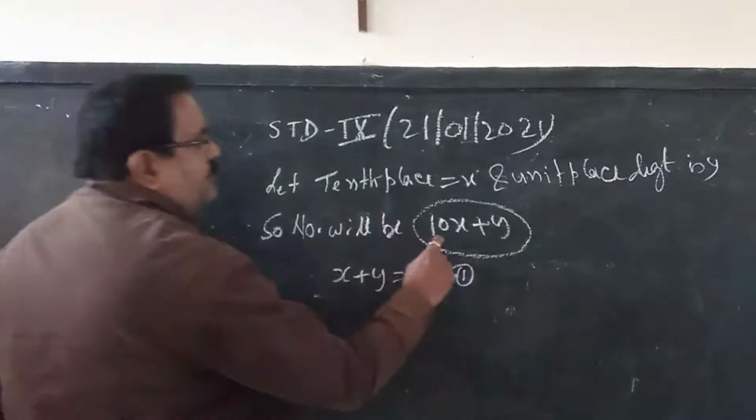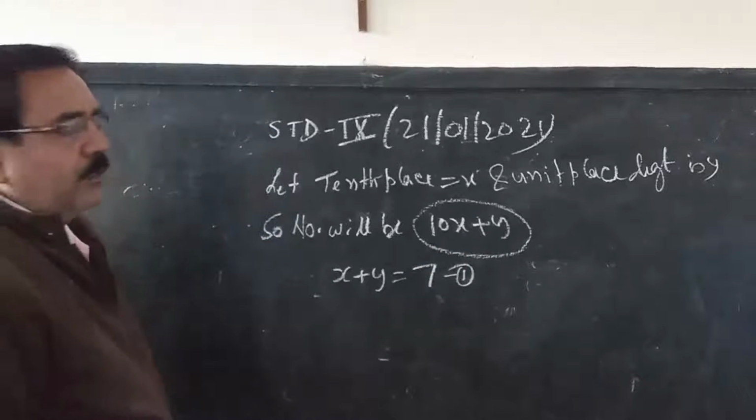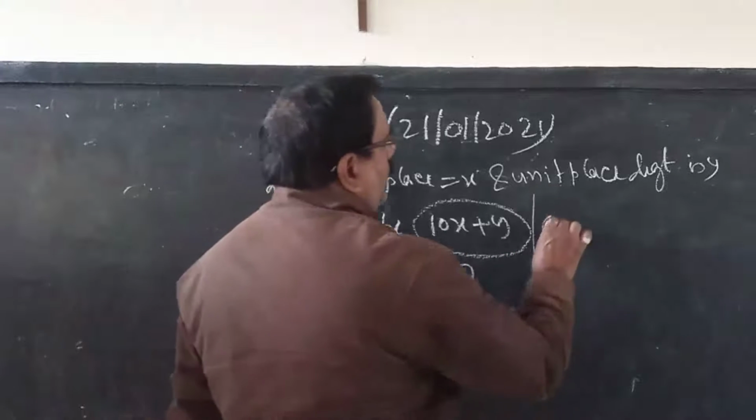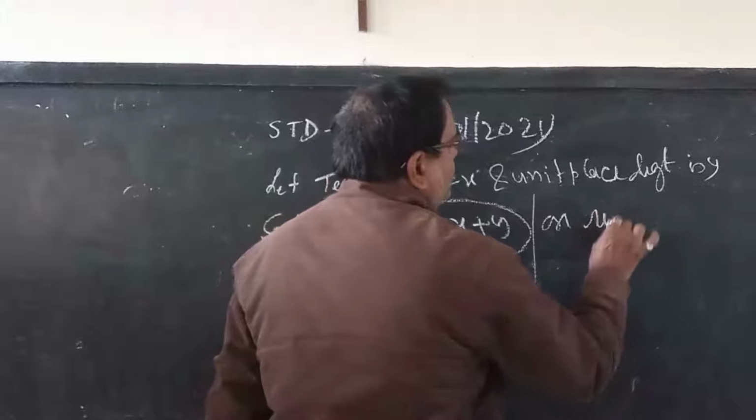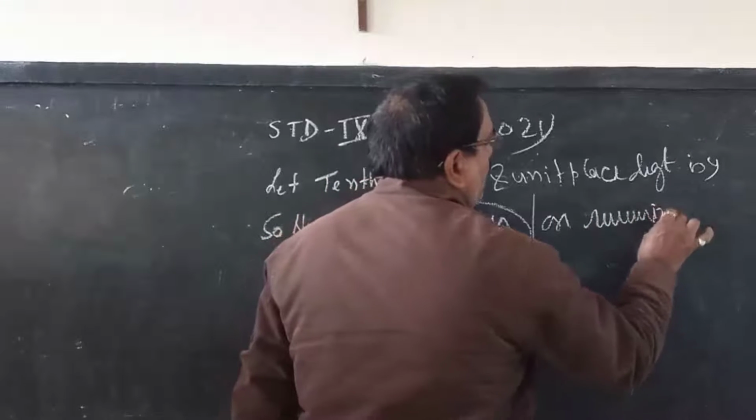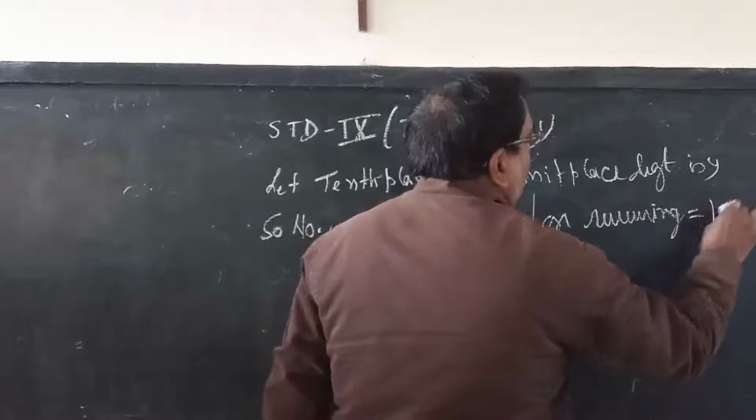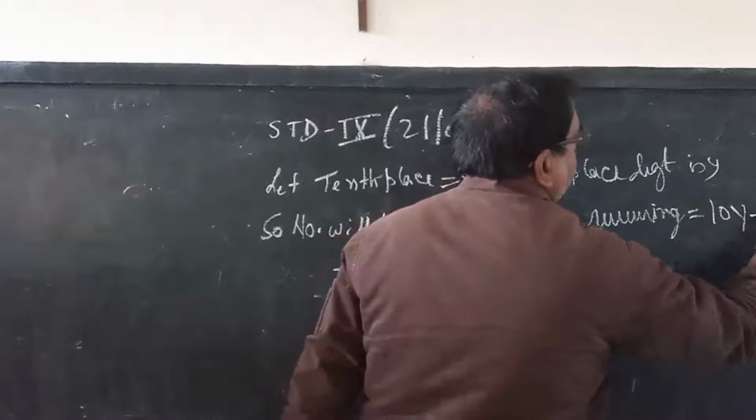Our number is 10x plus y. On reversing the number, what is the new number? 10y plus x.